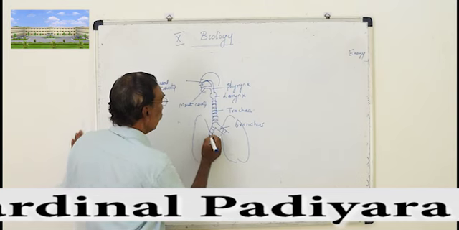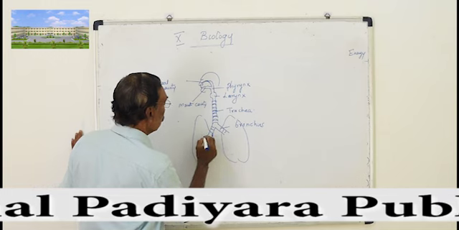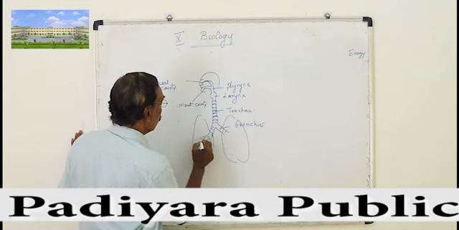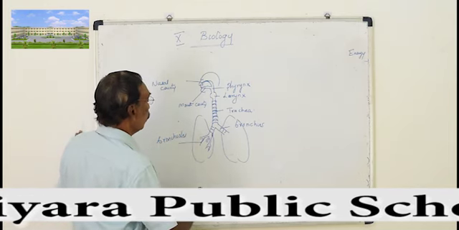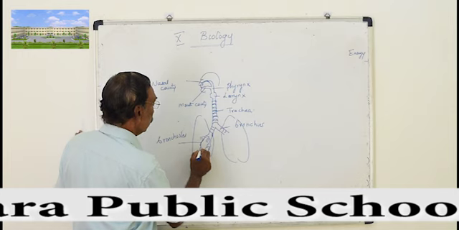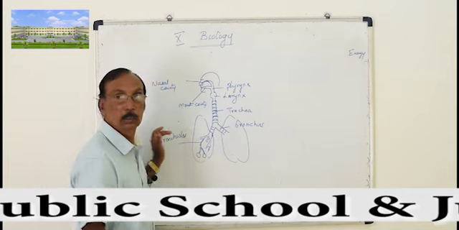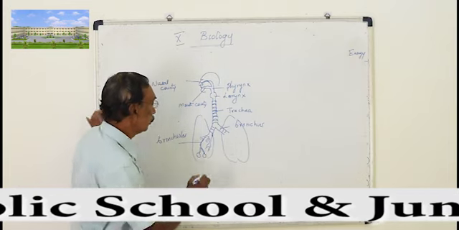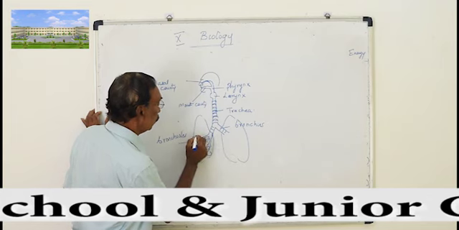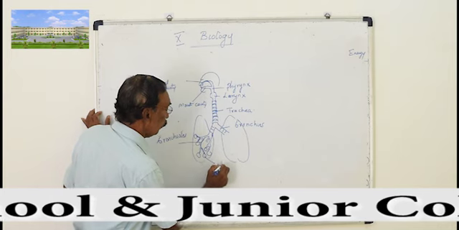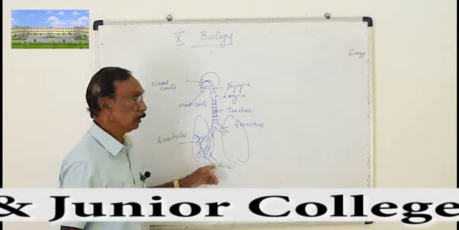After entering the lungs, it will start dividing again into small branches. These small branches are called bronchioles. So many small branches will be there. Finally it will end in a small balloon-like sac. There are millions of this kind of sacs. These are called alveolus singular, alveoli plural.